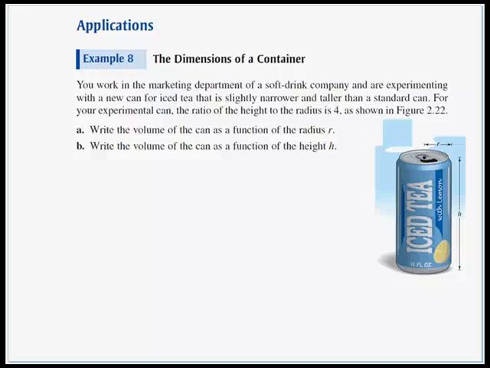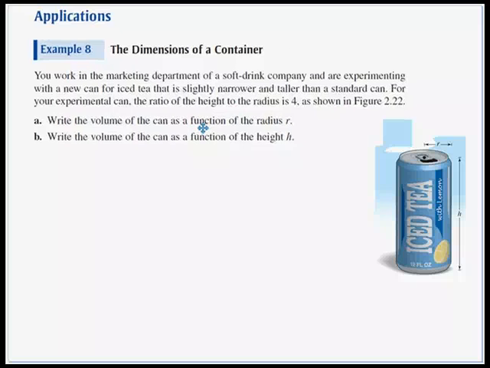Now a quick application here. Example 8, dimensions of a container. So let's say you work in the marketing department of a soft drink company and you're experimenting with a new can for iced tea that's slightly narrower and taller than the standard can. For your experimental can, the ratio of the height to the radius is 4, as shown in the figure. We're going to do two things. Write the volume of the can as a function of r, and write the volume of the can as a function of h.